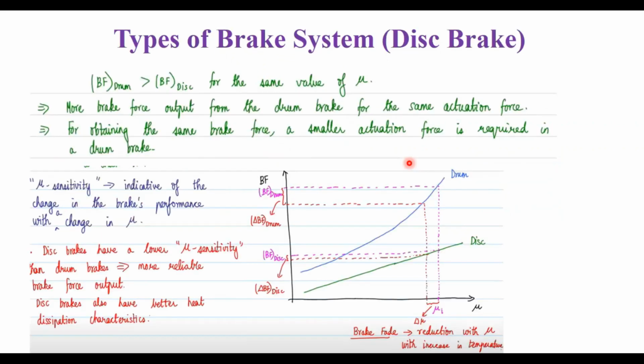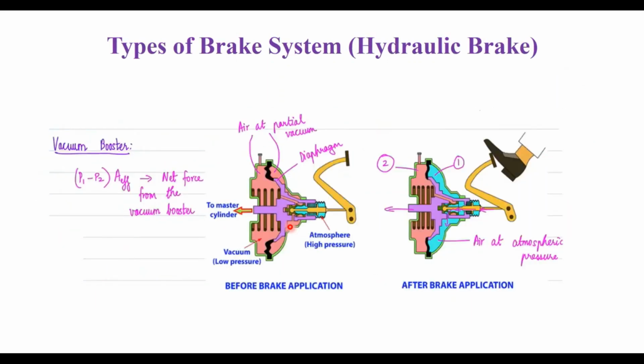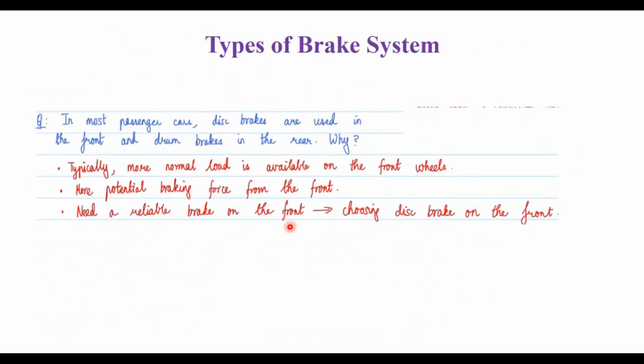Based on this graph, typically more normal load is available on the front wheel. If you have more normal load, you also have more potential braking force from the front. So it is better to go with the disc brake in the front and the drum brake in the rear. And you need a reliable brake on the front. We have also seen the reliability, and in order to have that, we need a disc brake in the front.